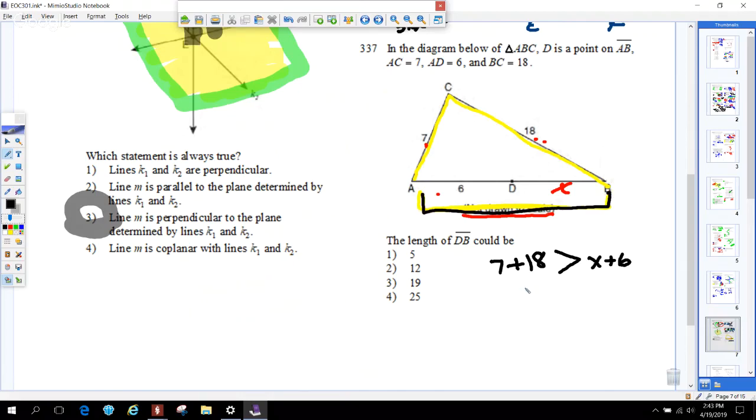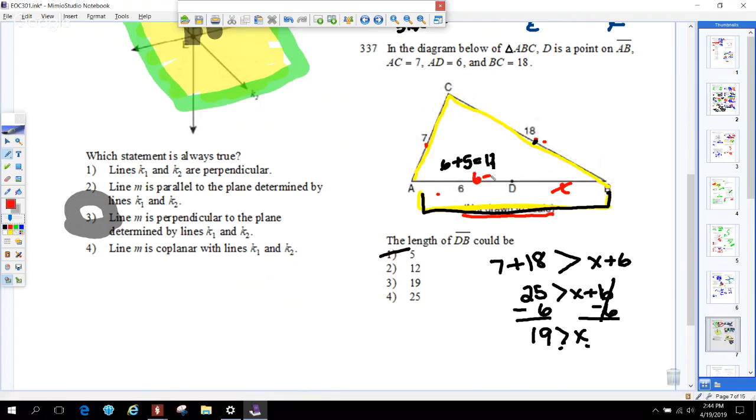Well, 7 plus 18 is 25. And if I subtract 6 from both sides, now I'm not changing the sign because I'm not multiplying or dividing by a negative number. All I'm doing is subtracting. I know my answer has to be greater than 19. So 5 is not greater because, and I mean, you can even do the math. 6 plus 5 is 11. 11 is not bigger than 18, so it can't be choice number 1.